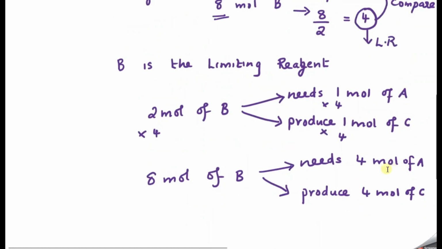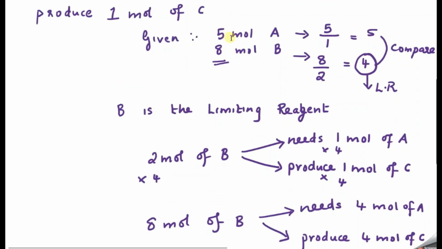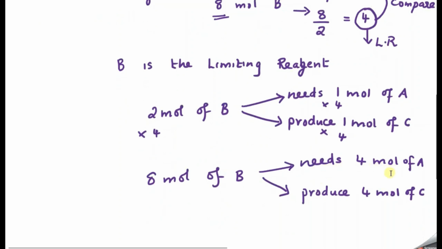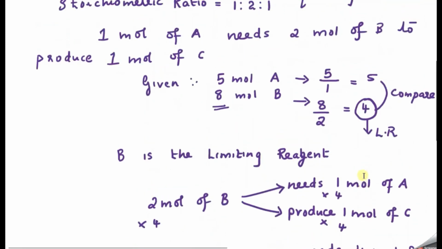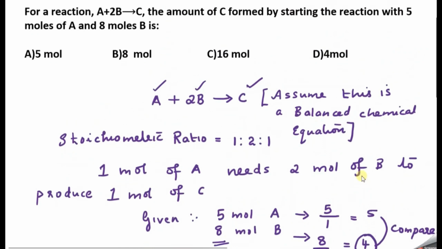And how much A will be consumed? 4 mole of A will be consumed. So how much A will be left behind? I know that 5 mole of A is taken, so the amount of A left behind is the initial 5 mole minus 4, which is 1 mole. I will note that down also. And the amount of product formed is 4 mole of C. Let's see whether that option is there. Yes, option D corresponds to that. So that is my answer.